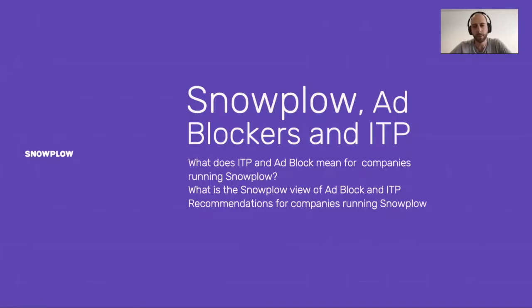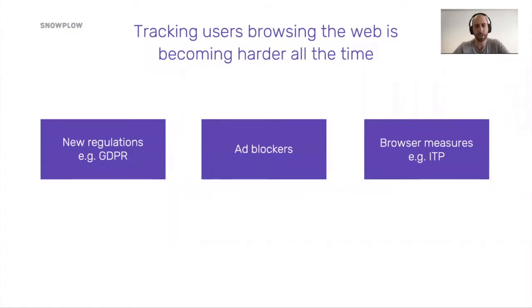I'm just going to be running through the impact that ad blockers and ITP are having on our Snowplow users, and talk through some of the different strategies that you, our customers, can take to ensure as reliable as possible tracking of web events in this environment where that tracking is becoming harder and harder. So just to start off with a bit of context, tracking users browsing the web is becoming harder and harder all the time.